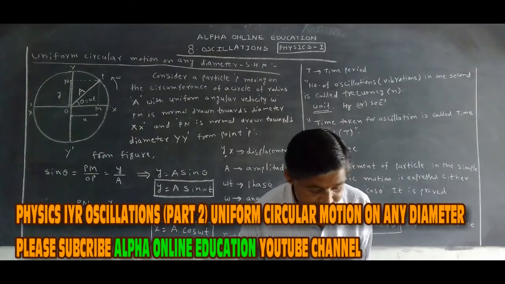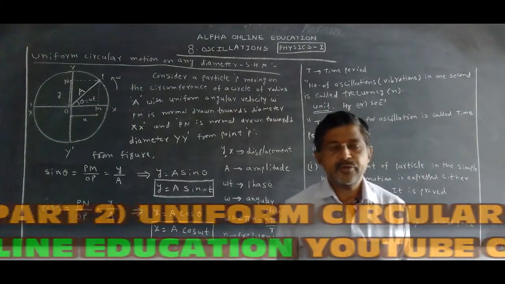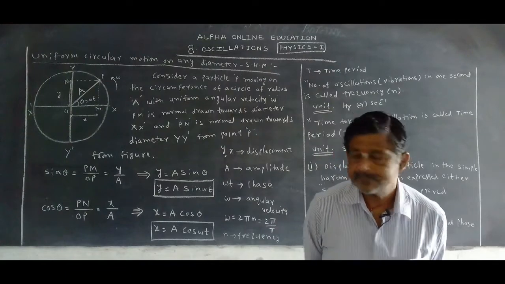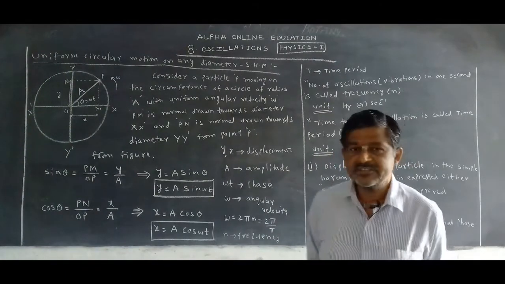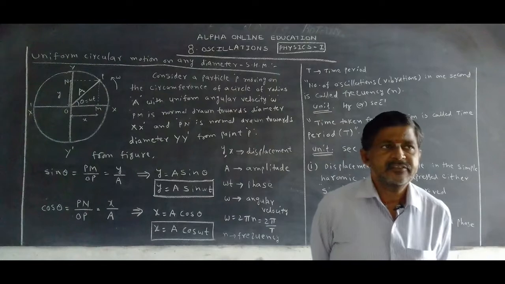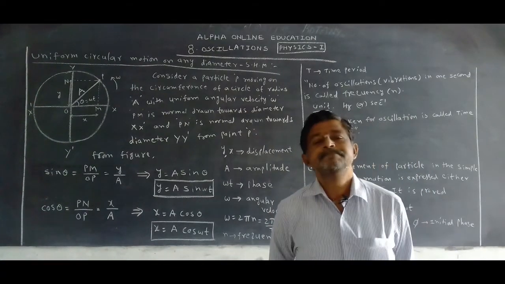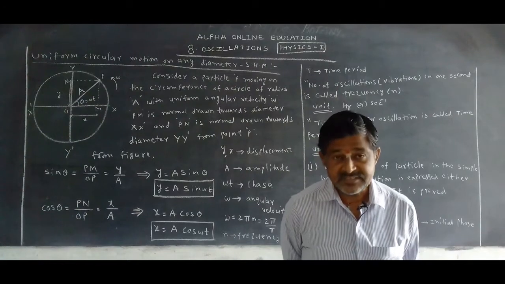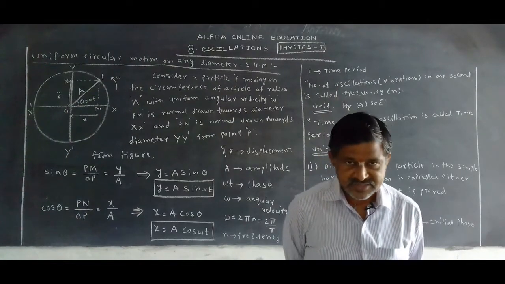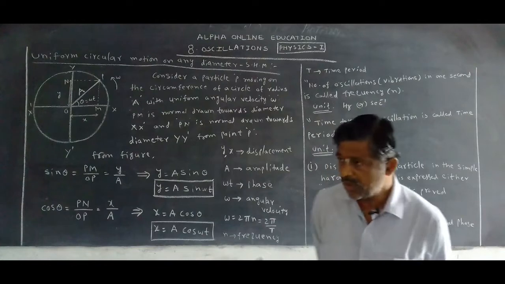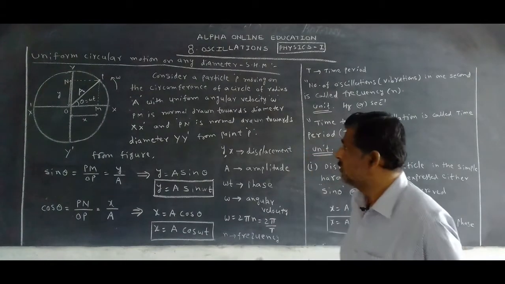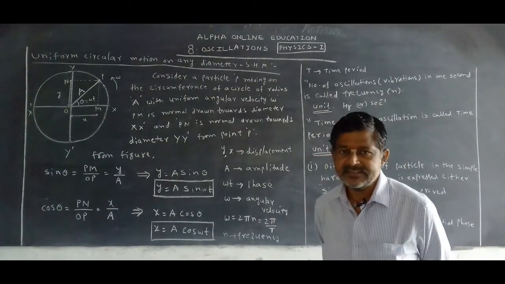Discussing now the very important question in this chapter. The chapter is oscillations. Very important question in this chapter for 8 marks question. This is the 8 marks question. Now, what is the question? But how we can get this in the examination?